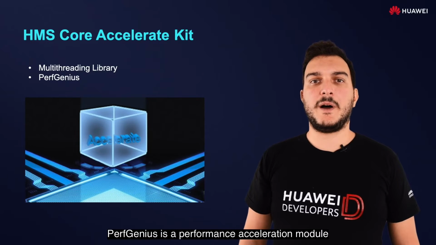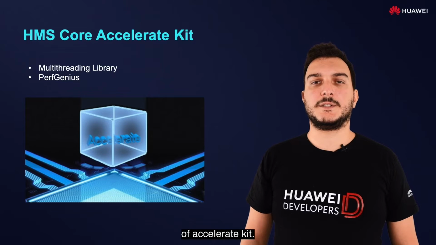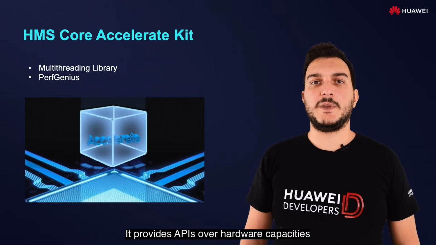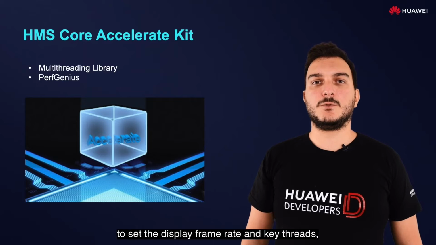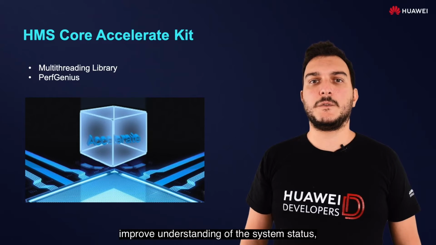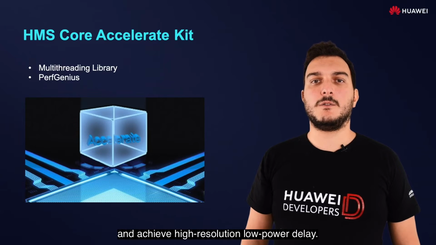Perf is a performance acceleration module of Accelerate Kit. It provides APIs over hardware capabilities to set the display frame rate and key threads, improve understanding of the system status, and achieve high resolution and low power delay.